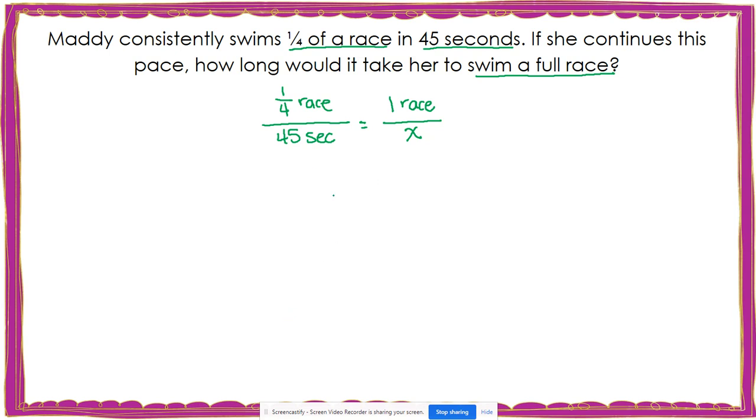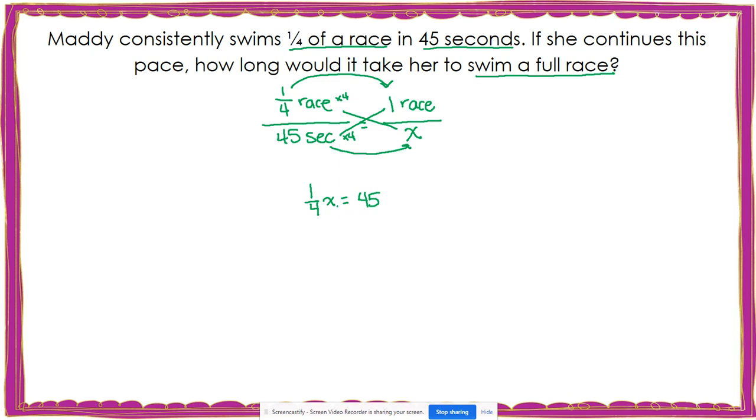Now, there are 2 ways I can do this. I can notice that if I have 1/4 and I need to get to 1 whole, I know that 1/4 times 4 will give me 1 whole because 4/4 is 1 whole. That means that to get from 45 to x, I can also multiply by 4. If you have trouble with that, you can still make a proportion and cross multiply. So 1/4 times x would be 1/4 x, and then I would put my equal sign, and 1 times 45 would be 45.